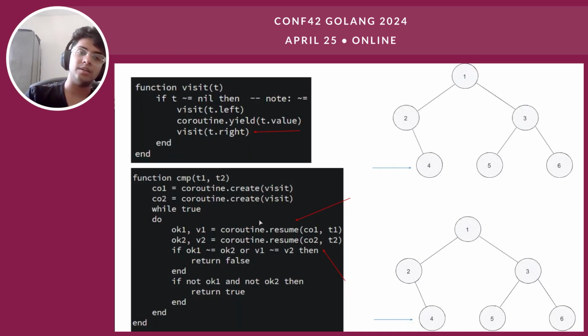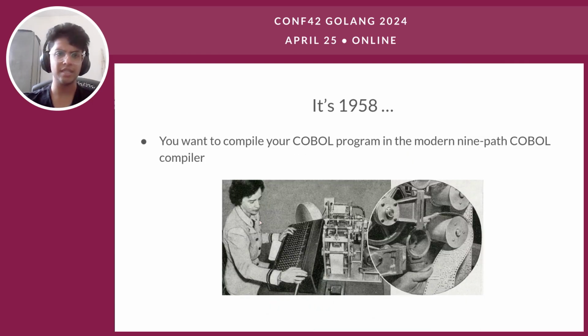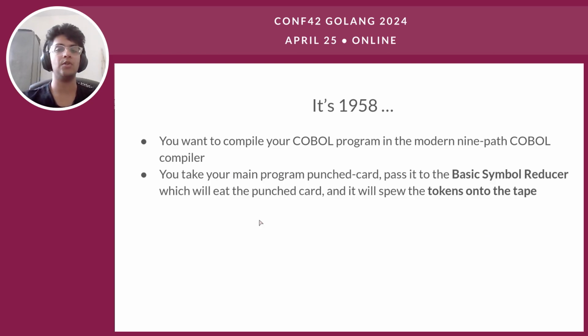This sort of example is actually why coroutines came about in the first place, or why Conway thought of them. It's 1958, and you want to compile your COBOL program in the modern nine-pass COBOL compiler. That's Grace Hopper, by the way, who is the co-developer of COBOL. Now, the terms over here, even if you don't understand them, I'll simplify. Your basic symbol reducer, you can think of it as your lexer.